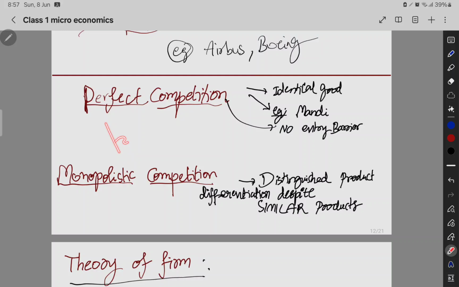But you can also see the opposite of this, monopolistic competition. What is it?